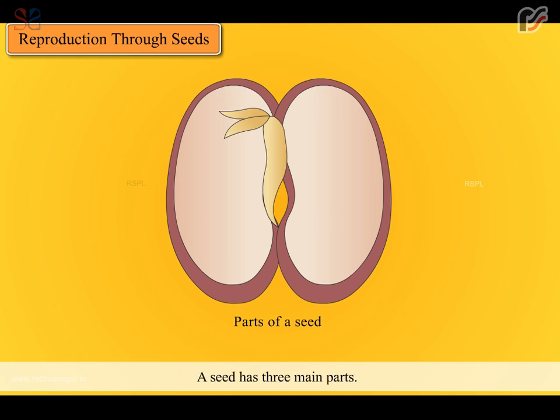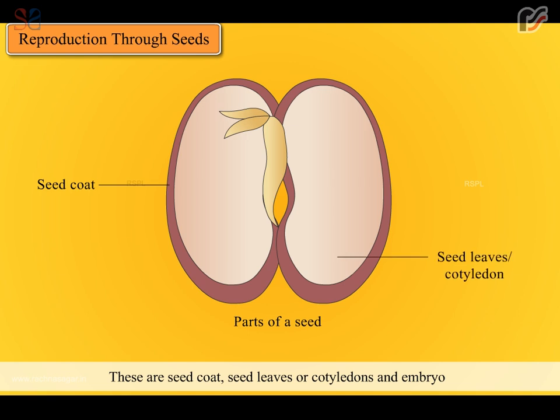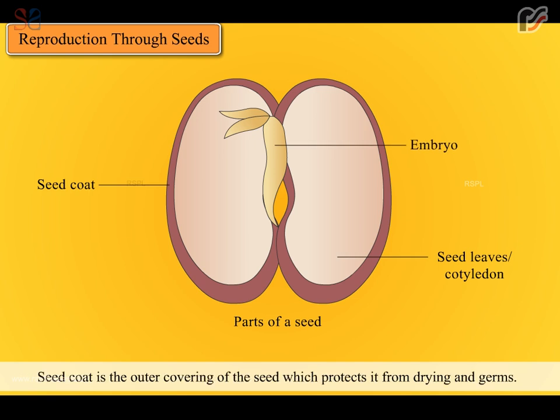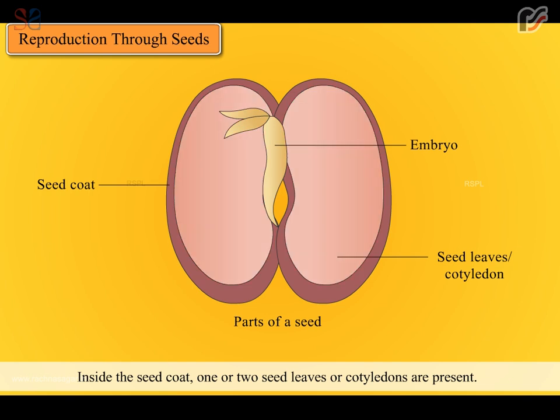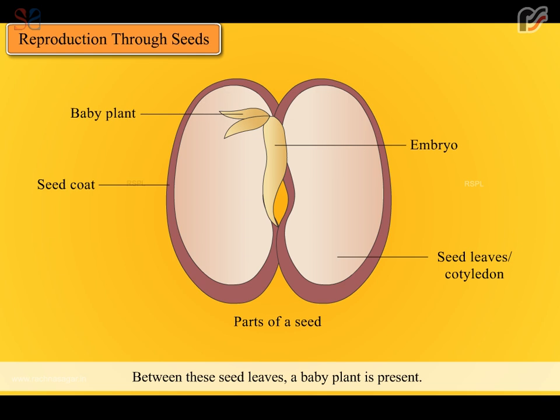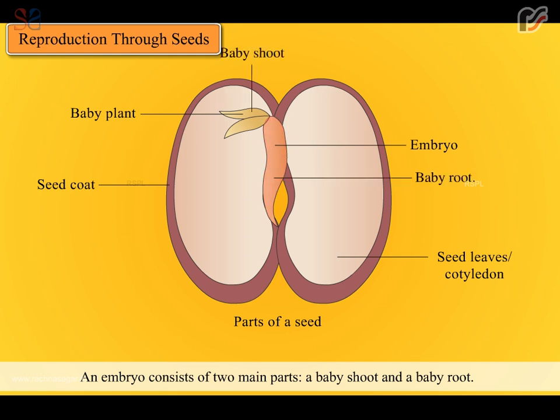A seed has three main parts. These are seed coat, seed leaves or cotyledons, and embryo. Seed coat is the outer covering of the seed which protects it from drying and germs. Inside the seed coat, one or two seed leaves or cotyledons are present. Between these seed leaves, a baby plant is present. This baby plant is also known as an embryo. An embryo consists of two main parts, a baby shoot and a baby root.